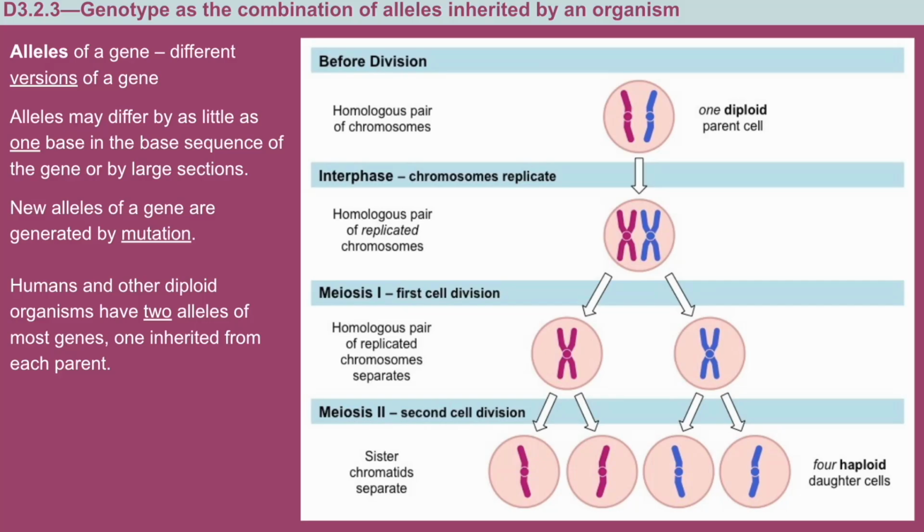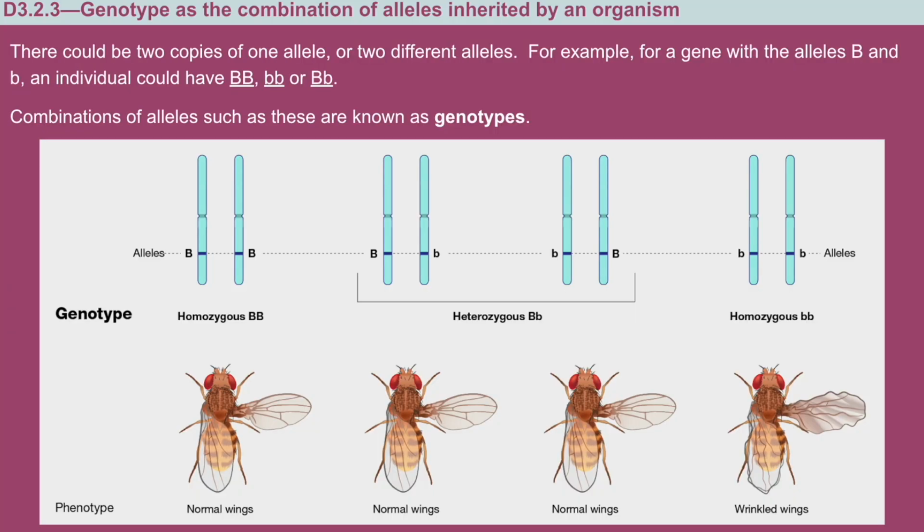Remember, a gene is just a length of DNA that codes for a specific trait. And so we can have variations of those different genes, and we call those alleles. They can be as similar to each other as just a single base difference, okay? Or there could be large sections of that length of DNA that is different. Now, humans and other diploid organisms have 2 alleles of most genes, one inherited from each parent. Okay, so let's look at an example.